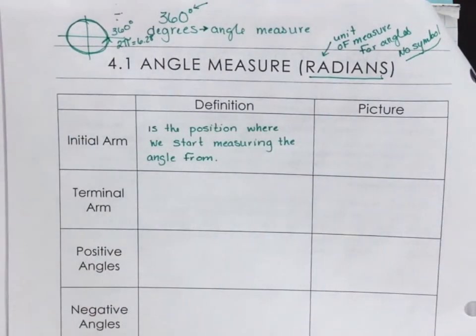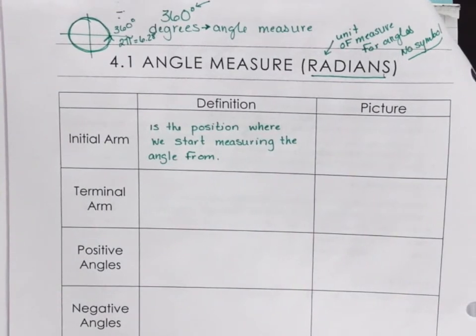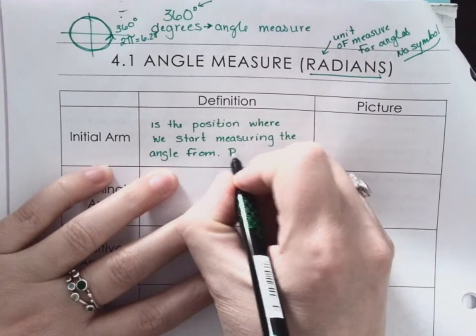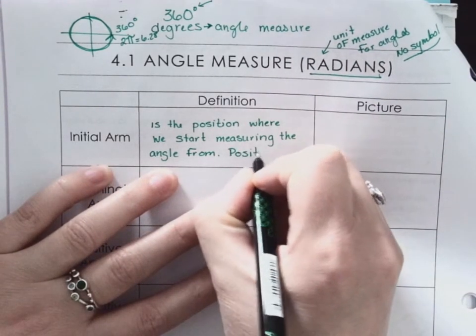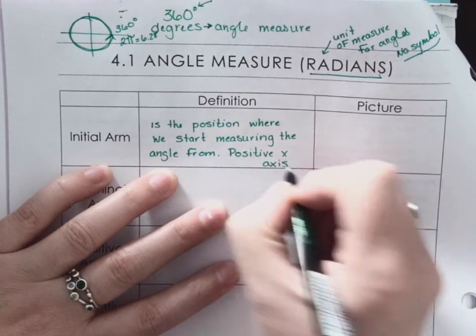Okay, very fancy definition. It's a position where we start measuring the angle from. And this happens on the positive x axis.